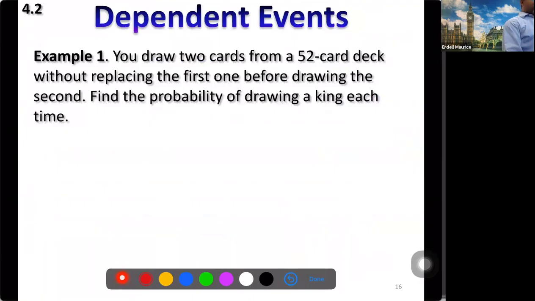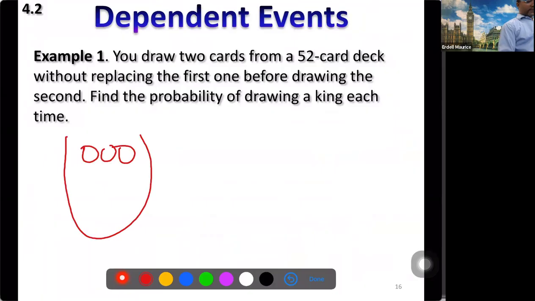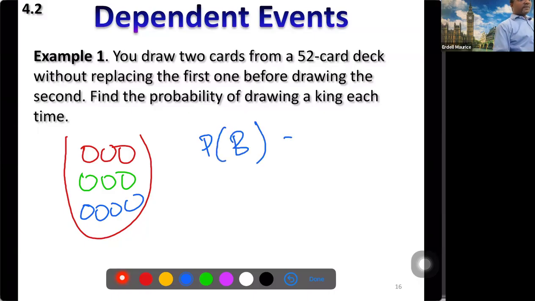So let's say I have a bag, a very beautiful bag, and inside this bag there are 3 red balls, 3 green balls, and 4 blue balls. You stick your hand in, pull out a ball, put it down, and then pull 2 balls right here. What's the probability of selecting a blue ball on the first try? There are 10 of them in all. It's going to be 4 out of 10.